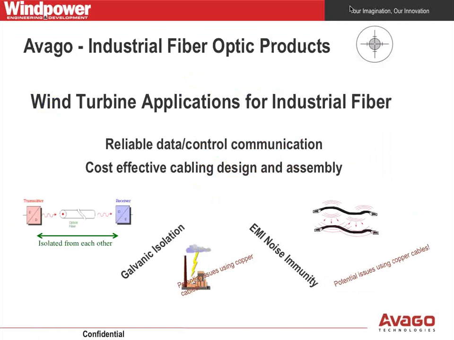So again, just to go back to those key talking points we talked about earlier, the industrial fiber optics products offer you that reliable data and control communication. It's cost-effective and flexible cable design and assembly. And the end values of these things are galvanic isolation and EMI noise immunity.